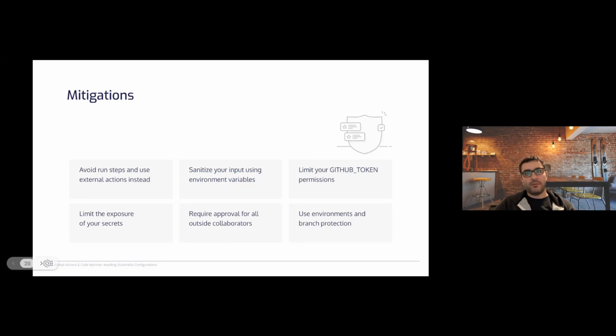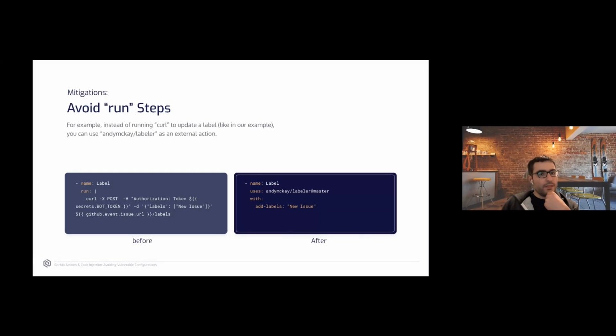So now that we showed what the possible consequences of a compromised pipeline are, let's see how we can mitigate it. We have several possible mitigations which we could apply to stop such attacks. The first one is avoiding run steps. For example, instead of running curl inside the run step, which is basically a bash script, to update a label like we did in our example actions, we can use an external action. You see the syntax here is uses instead of run.